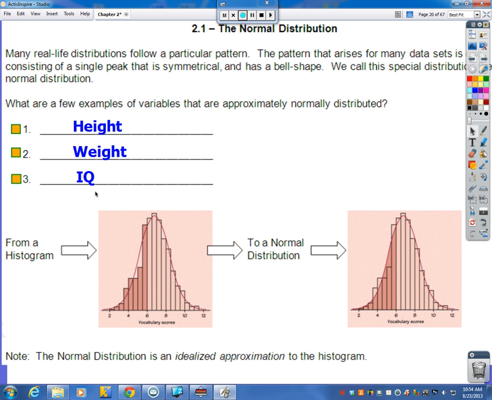And IQs are actually normally distributed. You have some people that are, you know, maybe mentally handicapped, you have geniuses, and then you've got everyone else in the middle. Now, these two pictures here, you might look at them and go, hey, they're exactly the same, but there is a slight difference.